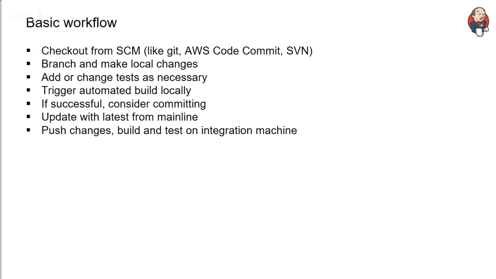So this is the basic workflow. You will be checking out from a source control management repository like Git, AWS CodeCommit or SVN. Next you're going to branch it and make your local changes in that branch. That is, when a developer wants to add a new feature, he's going to take a branch and make the local changes, adding or changing tests as necessary.